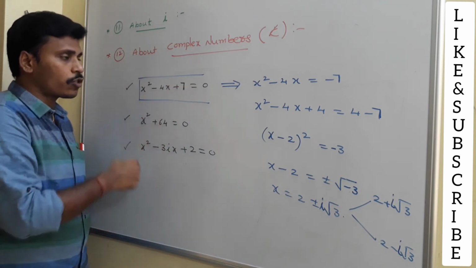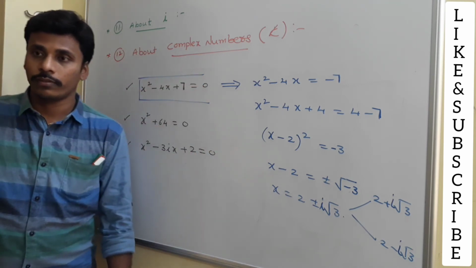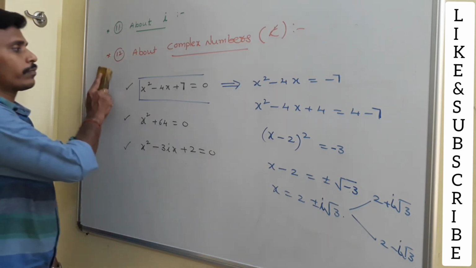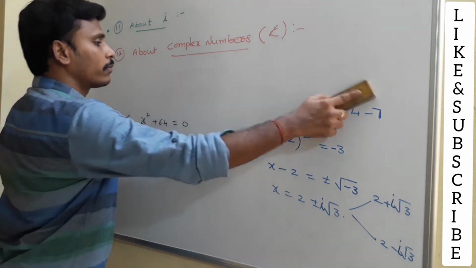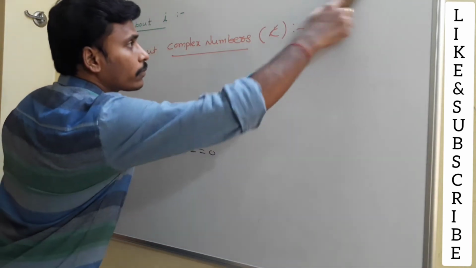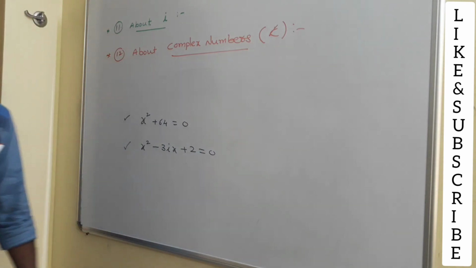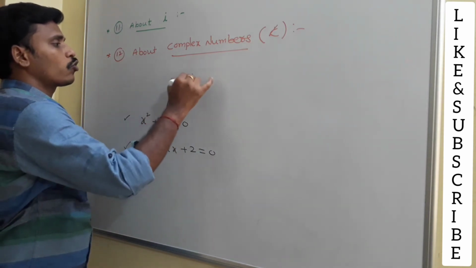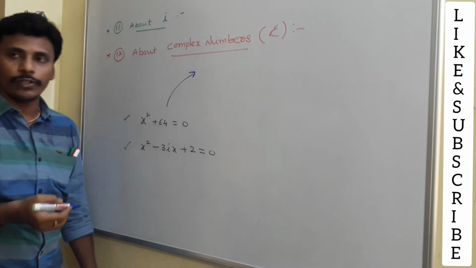I can move to the next question, right? So you just think about the next one. I am arranging this to solve the next one. Right. What do you say about x square plus 64 is equal to 0? You need to solve that x square plus 64 is equal to 0.